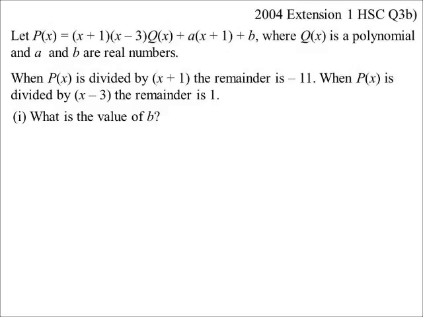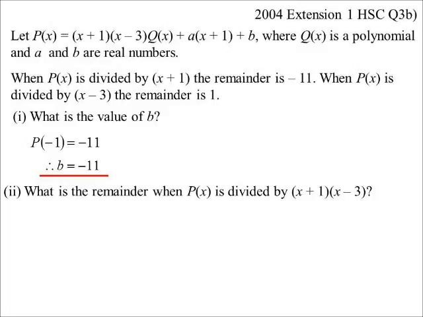2004 HSC. Right, so here's our polynomial. They've written it a rather funny way, but there it is. They've told me that when it's divided by x plus 1, the remainder is negative 11. Divided by x minus 3, the remainder is 1. What's the value of b? Okay, I know P(negative 1) is negative 11, because when I substitute in negative 1, I would get the remainder. Actually it comes out quite nicely, doesn't it? Because when I sub in negative 1, the a(x plus 1) disappears. b equals minus 11. Very quick.